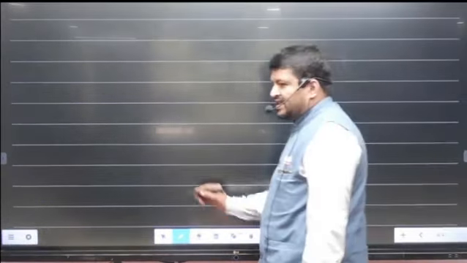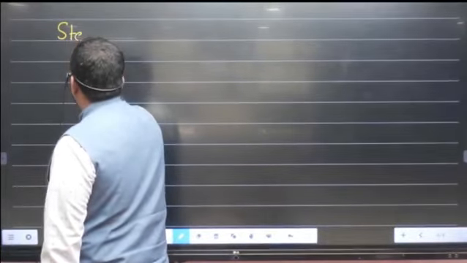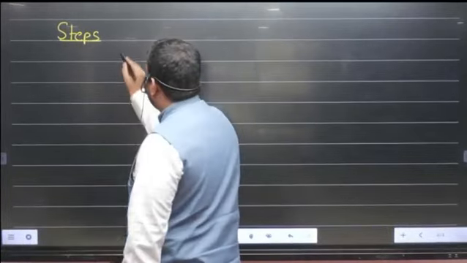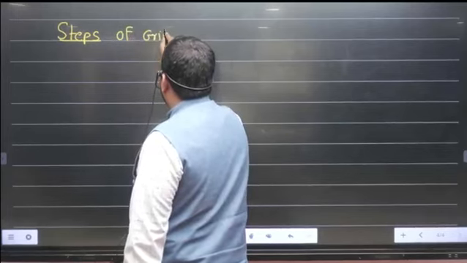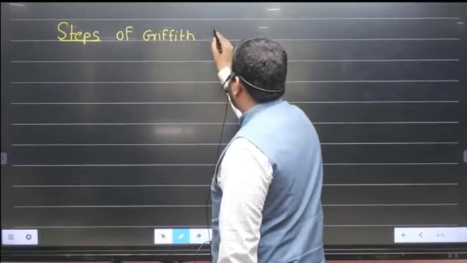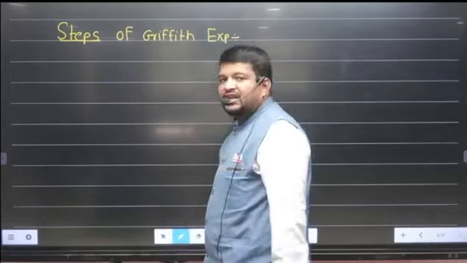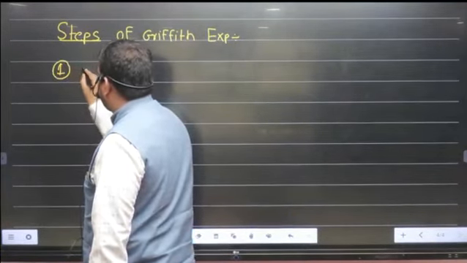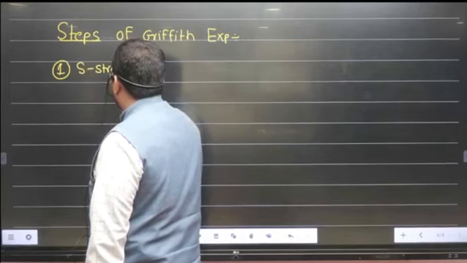Now let us start the discussion about the steps of the Griffith experiment. In the first step, Griffith injected the S strain into mice.